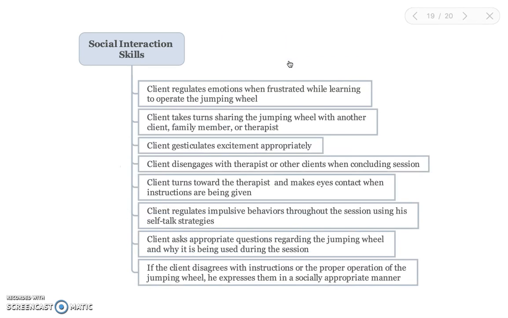And for social interaction skills, the client will need to regulate emotions when frustrated while learning how to operate the jumping wheel, take turns sharing the jumping wheel with another client, family member, or therapist, gesticulate excitement appropriately, disengage with the therapist or other clients when concluding the session, turn towards the therapist and make eye contact when instructions are being given, regulate impulsive behaviors throughout the session using self-talk strategies, ask appropriate questions regarding the jumping wheel and why it's being used during the session, and if the client disagrees with instructions or proper operation of the jumping wheel, be able to express them in a socially appropriate manner.